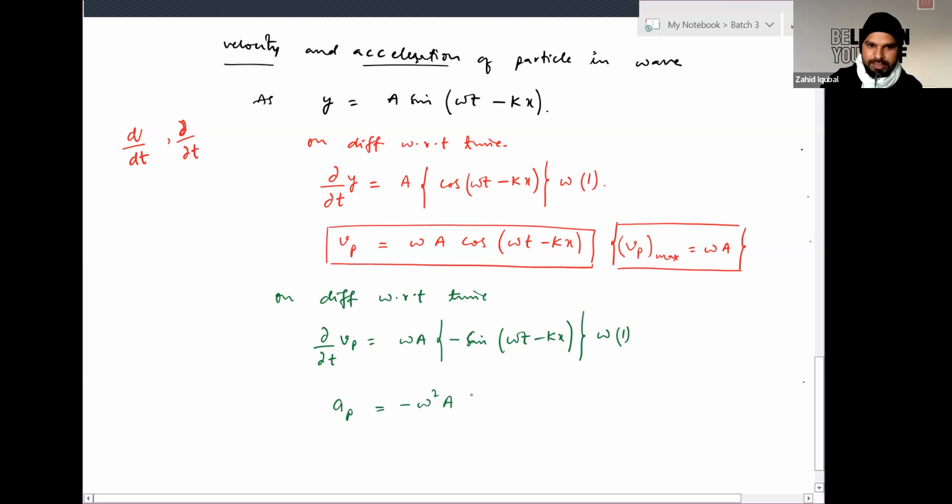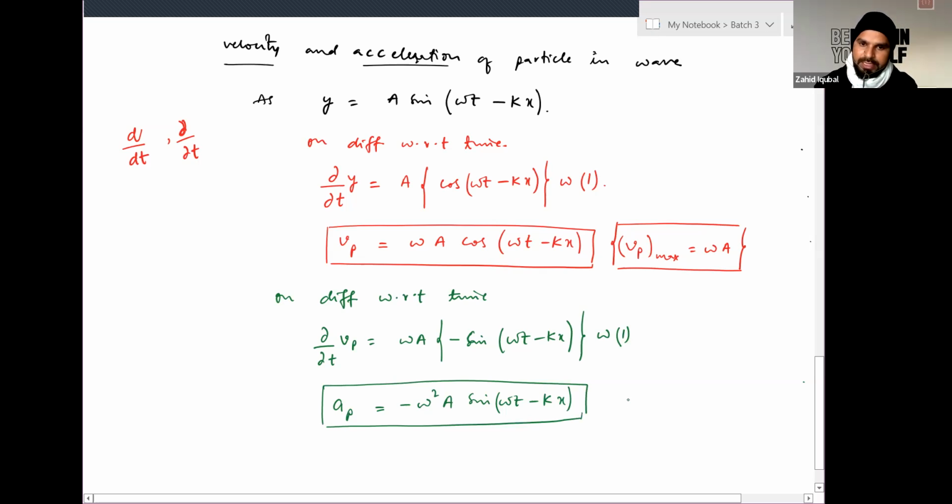minus of omega square A times sine (omega t minus kx). Maximum value of sine will be 1. So maximum particle velocity, or rather maximum particle acceleration, will be minus of omega square A.